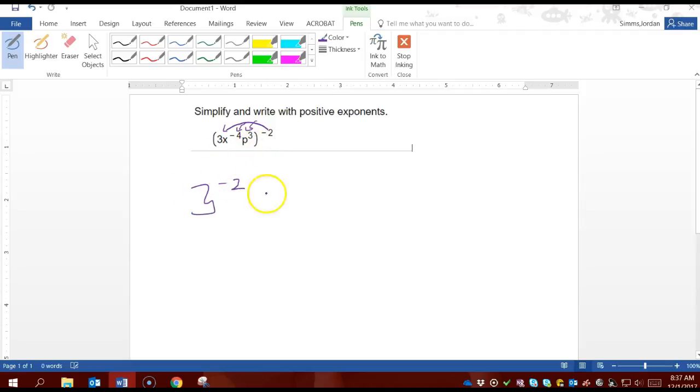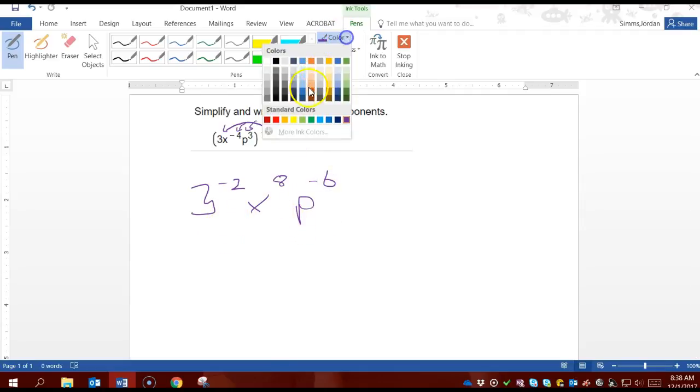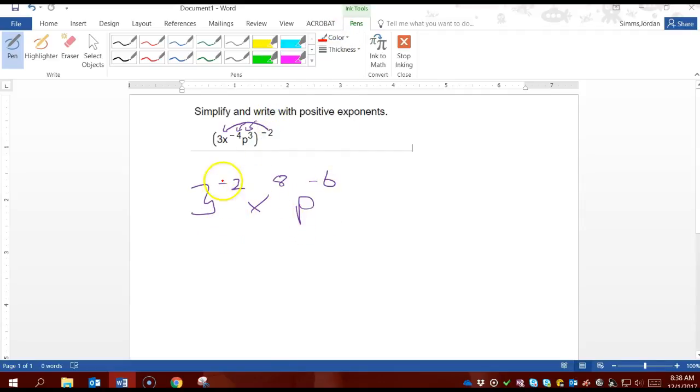3 to the negative 2, that's going to be, now if we have an exponent here for our x's, we multiply them. So negative 4 times negative 2 is positive 8 because two negatives make a positive. And p comes out to be negative 6. We're basically done here, but we never leave negative exponents. Mathematically speaking, we're not simplified yet.